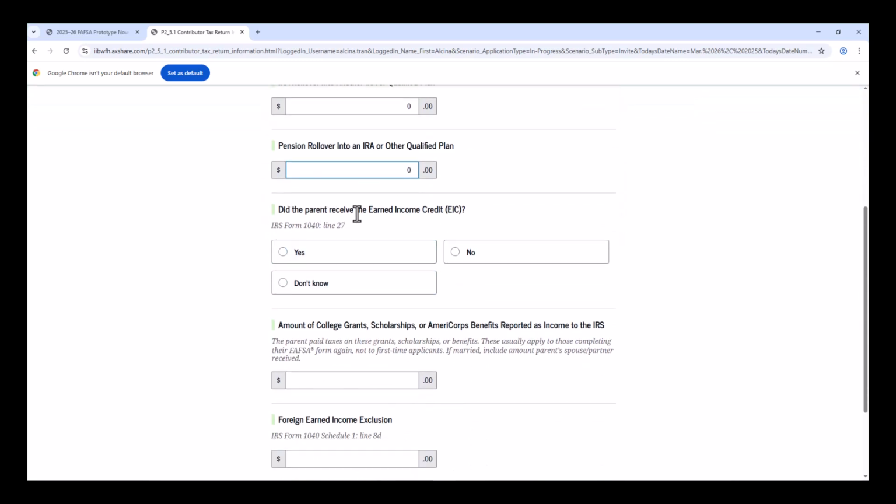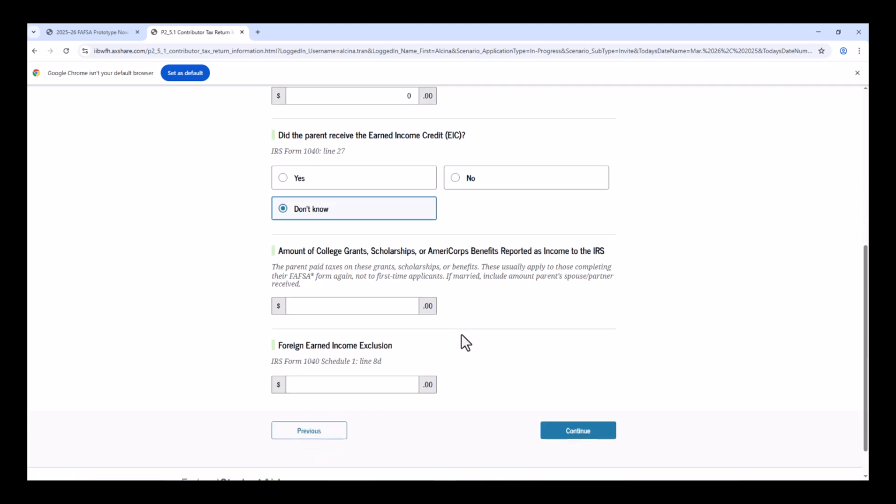The next is that the parent received the earned income credit. If the answer is yes, you will select yes. You can find out by looking at the IRS 1040 form on line 27. If you don't have your tax return with you on hand, you can select don't know and continue on with the form.